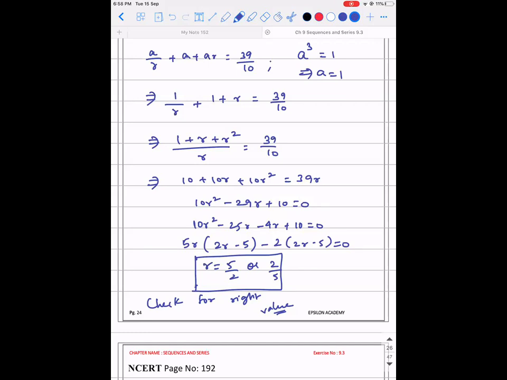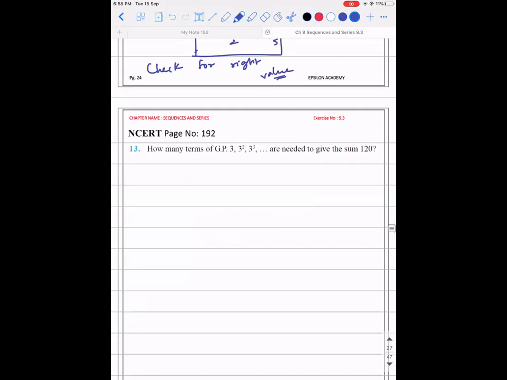Okay, I'm moving on to the next problem. How many terms of GP 3, 3 square, 3 cube are needed to give the sum 120?